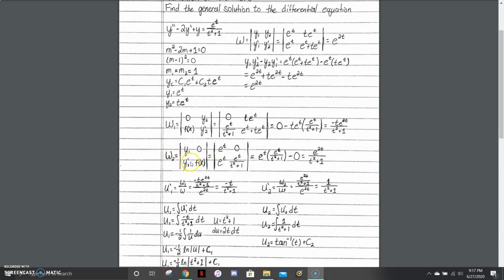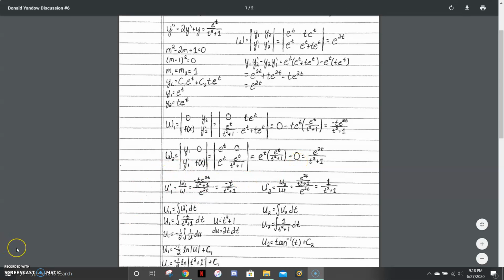So now our w2 is the same but flipped, so we have y1 and y1 prime and 0 and f of x. So it's the same process, e to the t and e to the t, with 0 and e to the t over t squared plus 1. Solving, we get e to the t times e to the t over t squared plus 1 minus 0, which leaves us with e to the 2t over t squared plus 1.